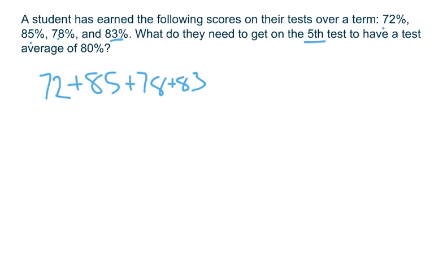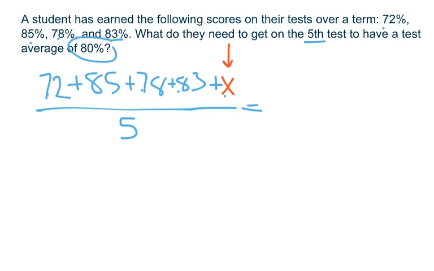Now the thing is, that's the 4 tests they've taken already, but they're going to take a 5th test. And again, we don't know what that is. That's what we're trying to figure out. That's the goal. Find out what that one has to be. And so we have 1, 2, 3, 4, 5 data points. And our goal average is this number right here that we're provided in the problem, which is 80.